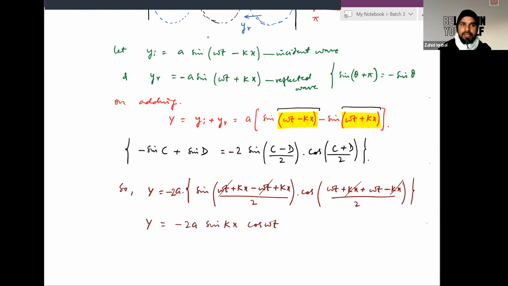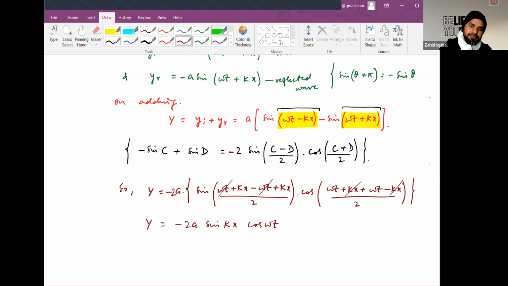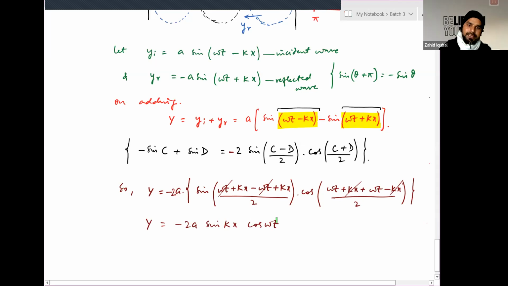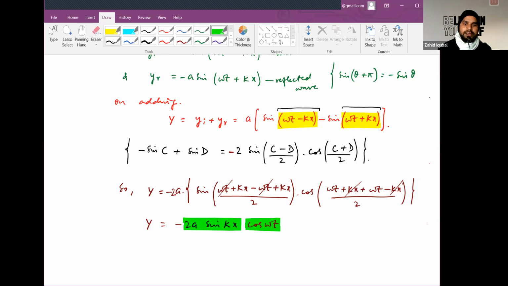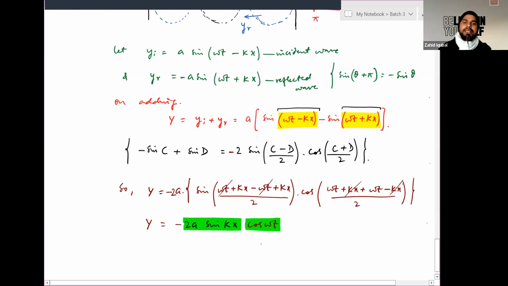Now in this result, we have two different segments. One is t-dependent function, and the other is x-dependent function. And these two in this part are separated from one another. So we can say this is a standing wave.